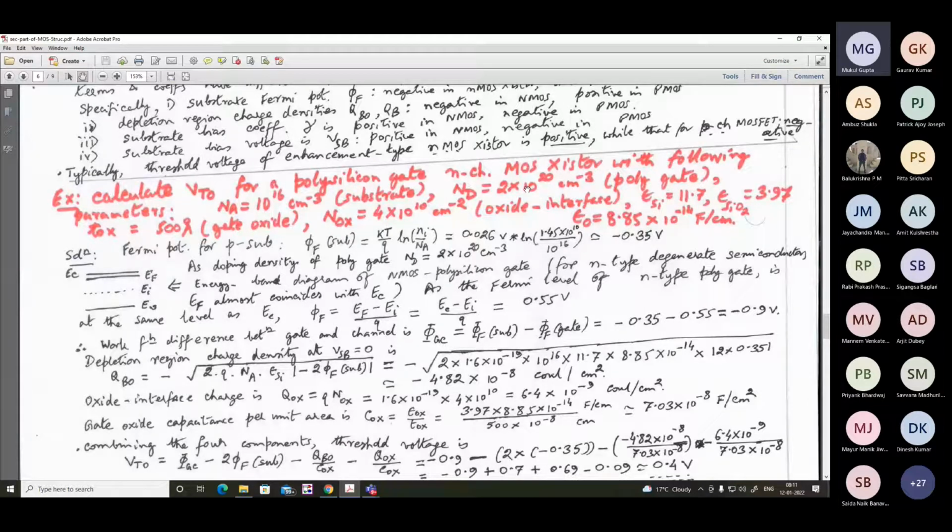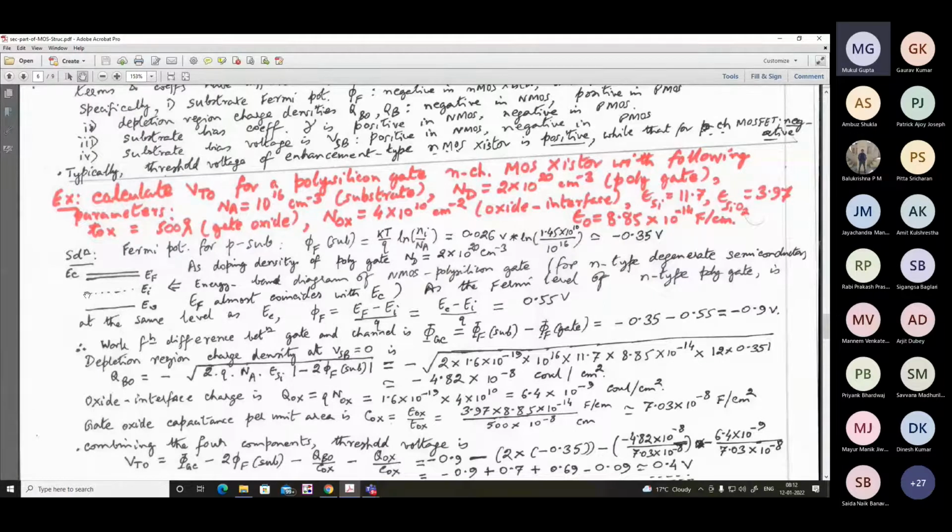Okay, much higher than the other comparable density, like Na for the p-type semiconductor, which is only 10 to the power 16. This is 10 to the power 20. So for practical purposes, we can take this as an example of a degenerate semiconductor. And hence, tacitly, we assume that EF is almost coinciding with EC. This we can assume. Okay. So the energy band diagram is shown roughly. Then EF almost coincides with EC, as the Fermi level of the N-type poly gate is at the same level.